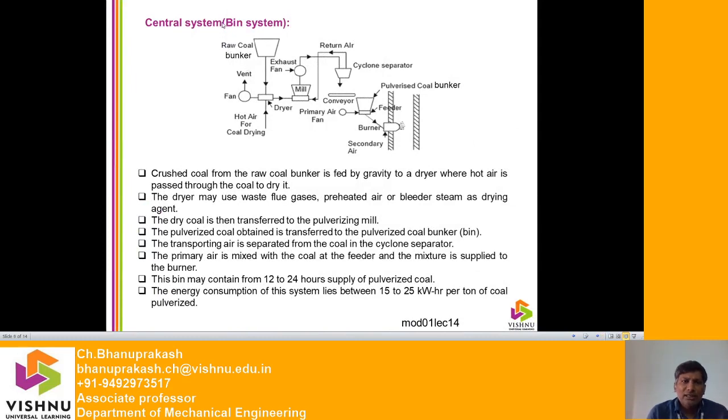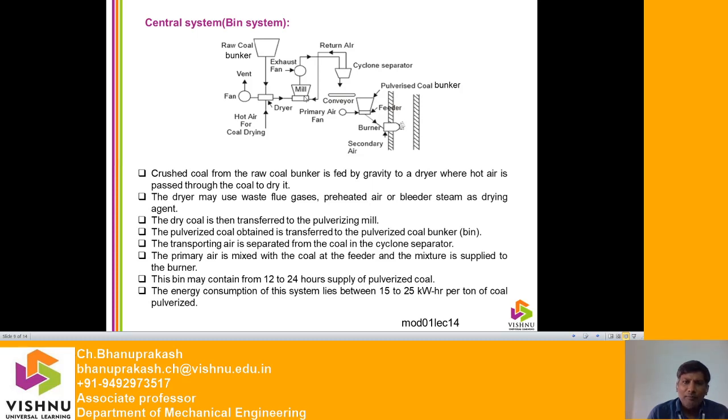The next one is the central system or bin system. See here, the crushed coal from the raw coal bunker is fed by gravity to the dryer, where hot air is passed through the coal to dry it. Here the coal gets dried. The dryer may use some waste flue gases, some preheated air, or maybe boiler steam as a drying agent. Then the dry coal is transferred to the pulverizing mill here.